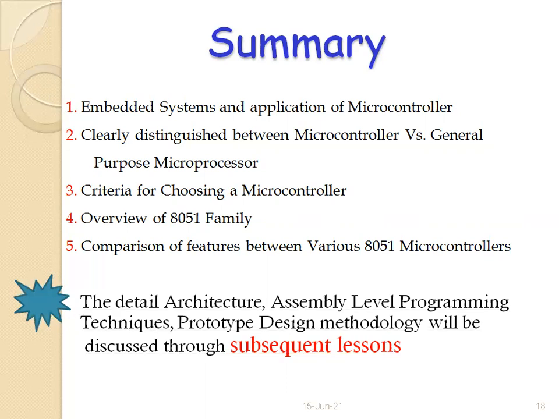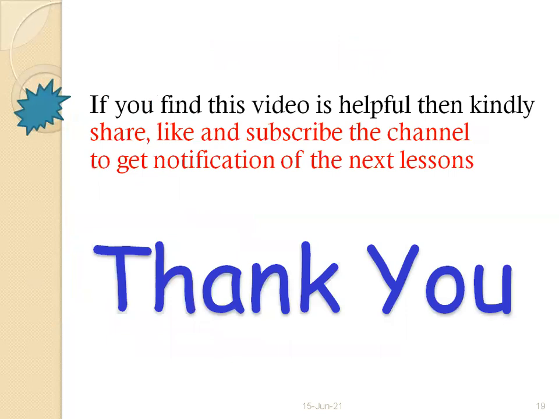So you should study this part up to here only, because in the subsequent lessons we will study the detailed architecture of 8051, the assembly language programming techniques, and the prototype design methodology.